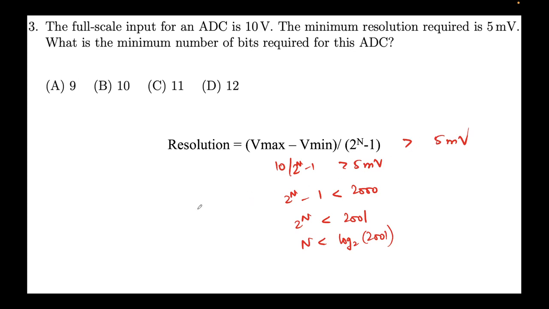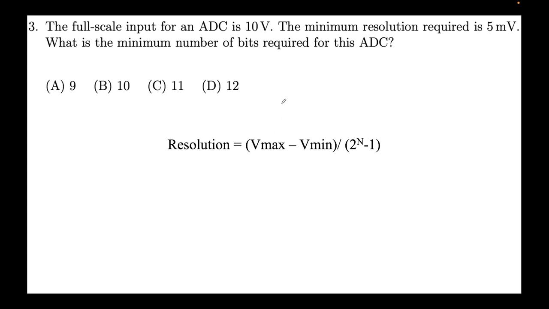This means the sign is not less than, but okay. So the lower the resolution, the better it is. Here the minimum resolution required is 5 millivolts. Even if the resolution is lower, we are fine with that. This is a numerical number, so this has to be less than 5 millivolts. Even if it's 10 or 15 or 20, we are good.